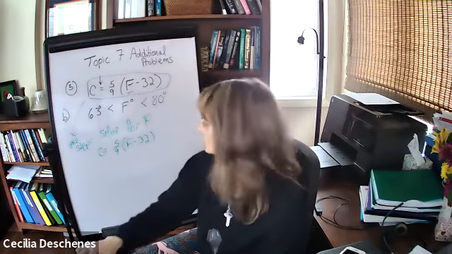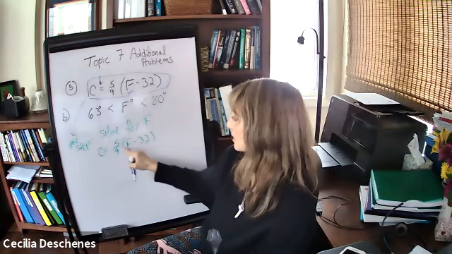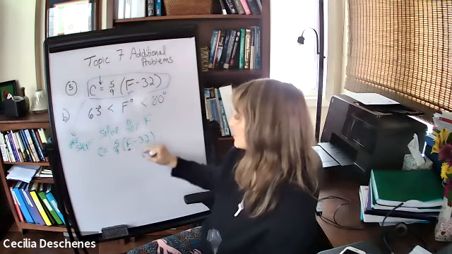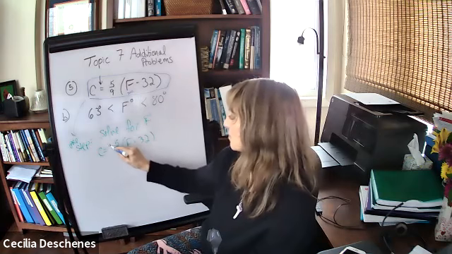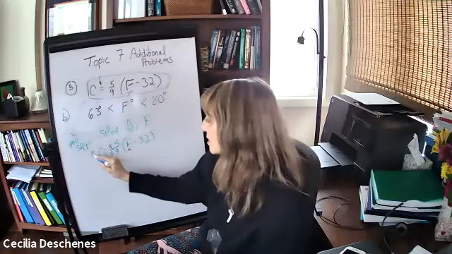I'm going to multiply by the reciprocal. I know F is in here. I want to end up with F equals something. So I want to get rid of what's in front that's multiplied. So I'm going to multiply by the reciprocal, so I'm multiplying by 9/5. And if I do it on one side of the equal sign, I have to do it on the other side of the equal sign.